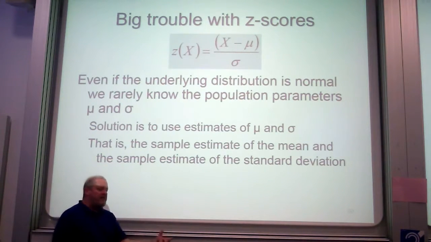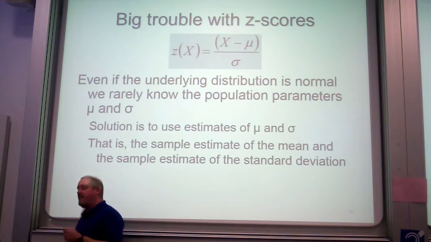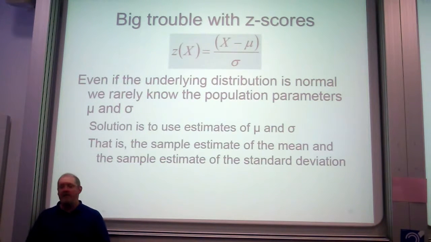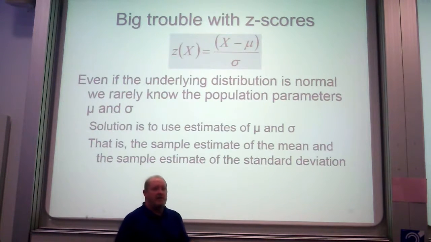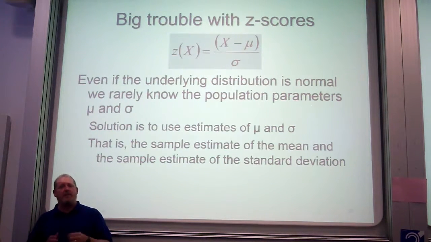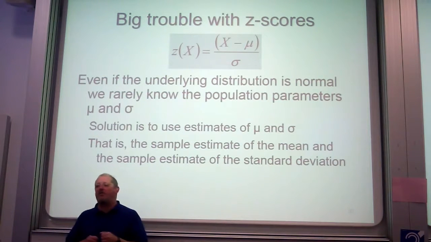And so in that case we know the population parameters, but in general when we take a measure we don't know the population parameters. What we can do of course is use estimates of them. So we can take our sample and get our sample mean, and we can get the standard deviation of the sample, and that's quite straightforward. But they're estimates, they're not the actual values.